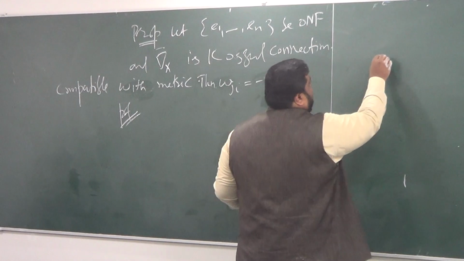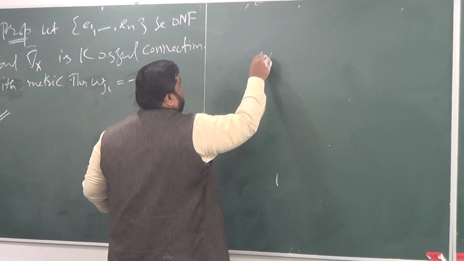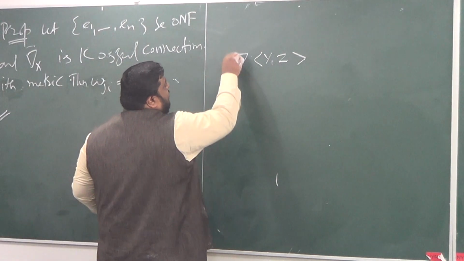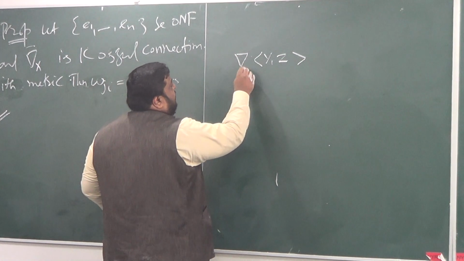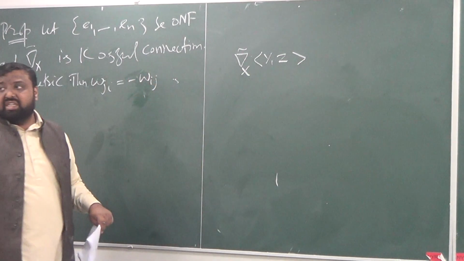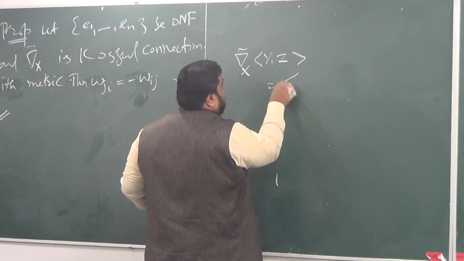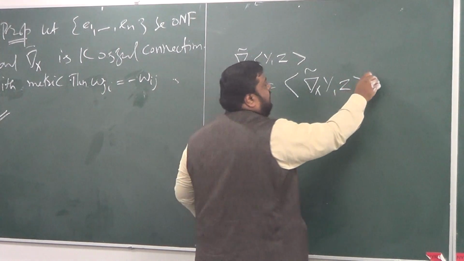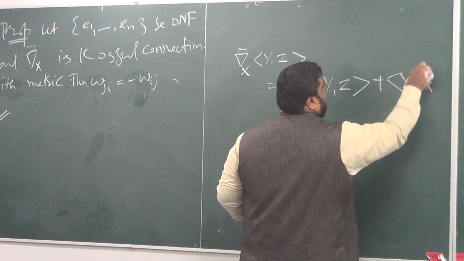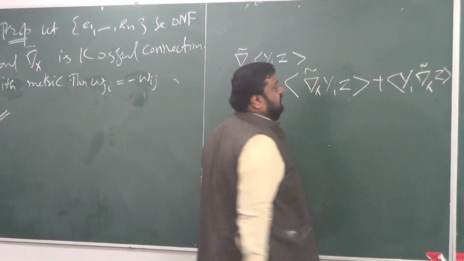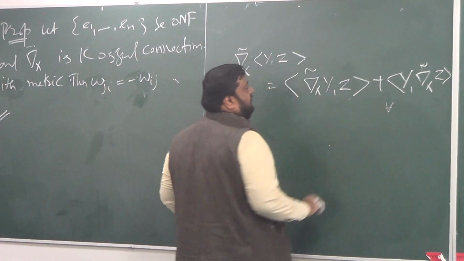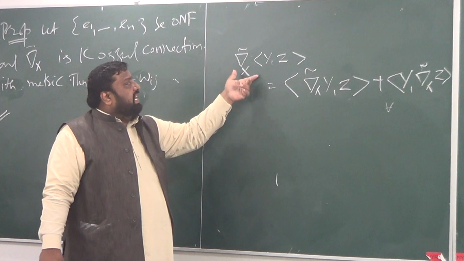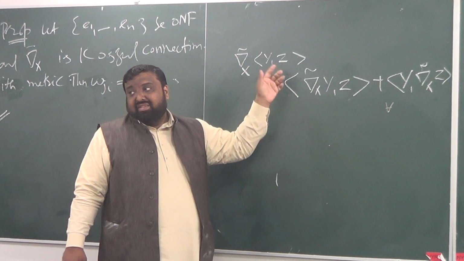We defined it this way: if you take the inner product of Y and Z, which is a scalar field, and you compute the derivative along X, then this must be the same as computing the connection of Y and taking the inner product with Z, plus the inner product of Y with the connection of Z. If this is true for all X, Y, Z, then we say that the connection and the metric are compatible. It's a version of a product rule.